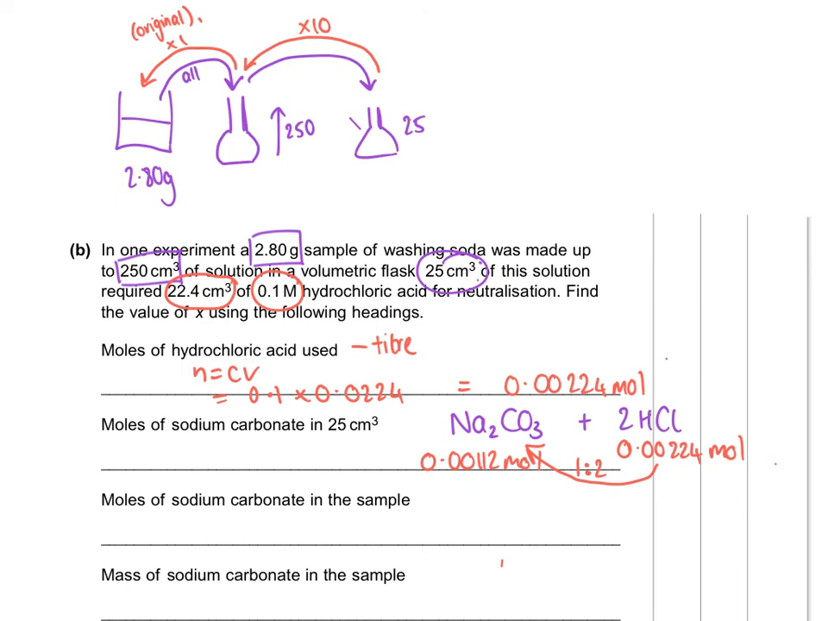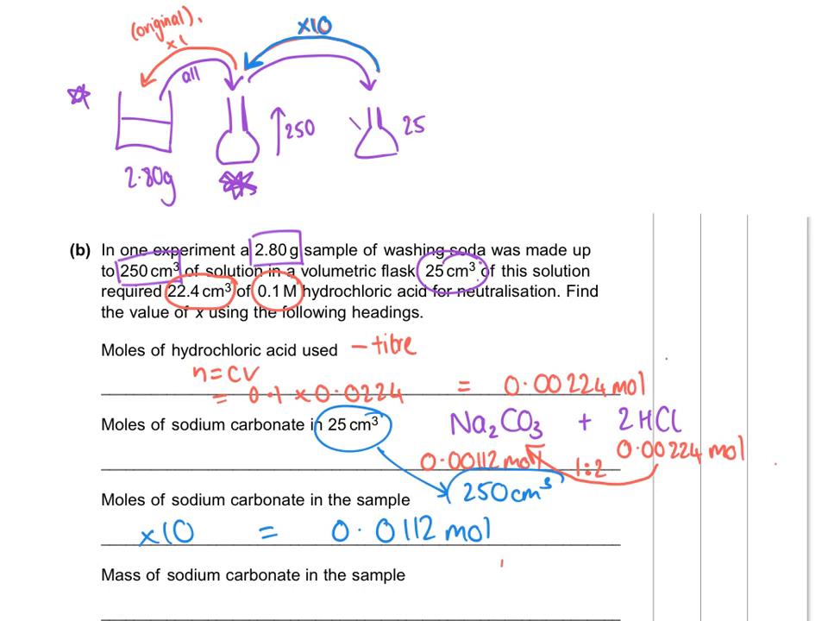The next part asks for the moles of sodium carbonate present in the sample. Now go back to your diagram here. Remember, all of your moles are in the volumetric flask. So if I work out how many are in the volumetric flask, then I work out how many are in the sample. How do we get to the number that are in the volumetric flask? Well, as we discussed, our titration portion only has 25 out of 250, so we need to times that by 10. So we're timesing this by 10, and that gets us 0.0112 moles. So 25 centimetres cubed up to 250 centimetres cubed in your volumetric flask. That's why you're timesing by 10.